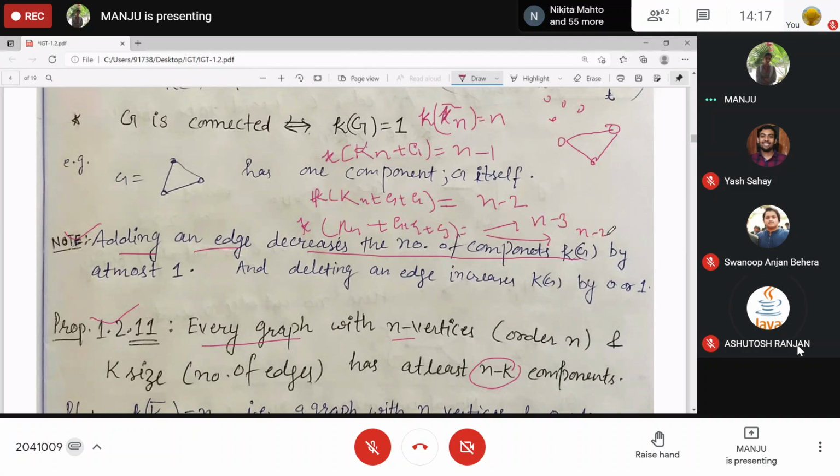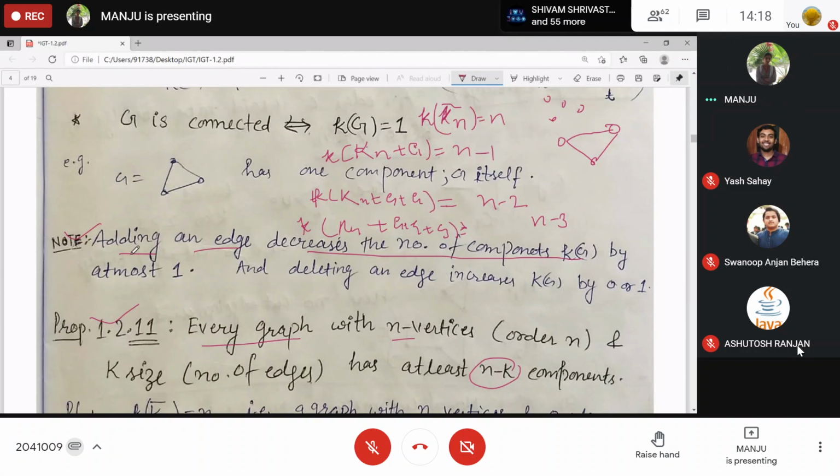Yes, ma'am. Got it? Whenever we have three edges, there is a chance of forming a cycle. So in general I can say it will have at least n minus 3 components, not n minus 2, since n minus 3 is the lesser quantity. That means it can have n minus 2 as well, right?